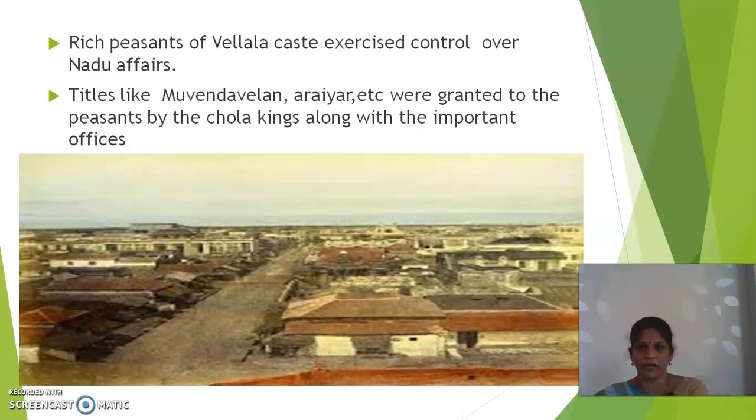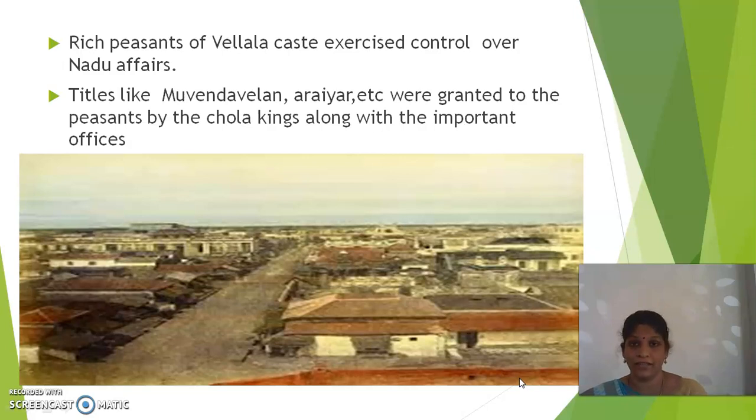Okay, Muvainda Velan means what? Yes, children, sorry for the disturbance here. Rich persons of the Vellala caste exercised control over Nadu affairs. A lot of farmers settled near the banks of the river Kaveri, and those settlements are called Urs. A group of Urs is called Nadu. That Nadu was controlled by the Vellala caste. The Vellalas are called rich peasants, rich farmers. They have more farming lands. They got some titles, Muvainda Velan, Arayar, etc.